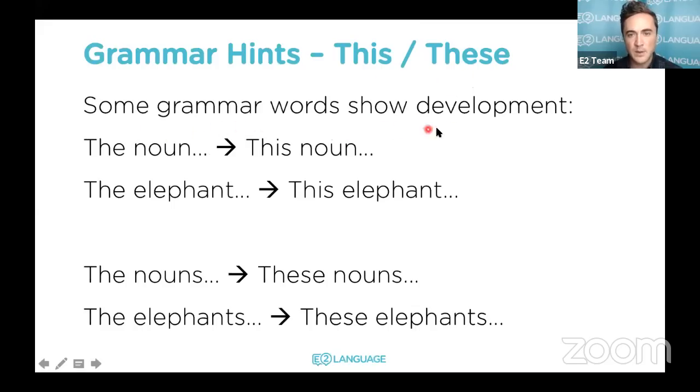So some grammar words show development. The noun can become this noun because it specifies. It goes from specific to even more specific. For example, the elephant that ate all the rice in the village was captured. This elephant was then released into the jungle, right? Or the nouns become these nouns. Plural, plural. You can see how they connect. For example, the elephants become these elephants.